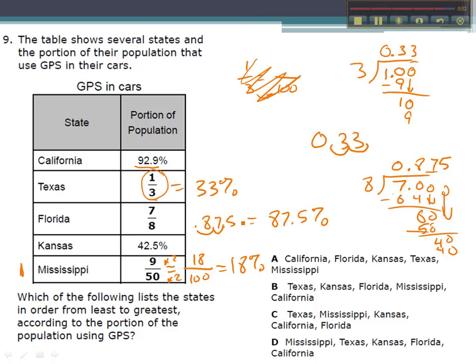The next smallest would be 33%, and that's Texas, that would be second. And then Kansas is 42.5%, that's third. And Florida at 87.5, and 92.9 for California. So I'm looking for the list that has them in that order. Mississippi first, this is the only one that has Mississippi first. And then Texas, Kansas, Florida, and California, and that matches our list. So that's the correct answer choice.